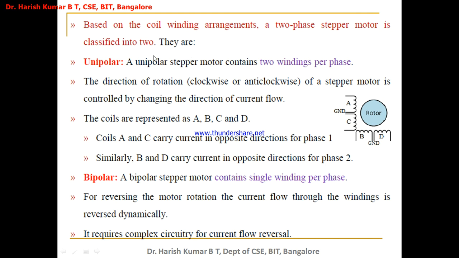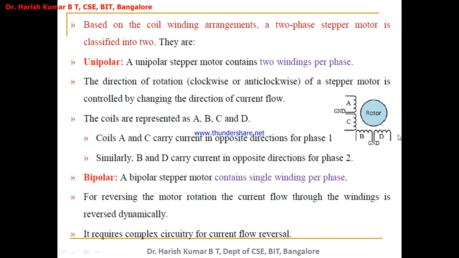Now again, based on the coil winding arrangement, the two-phase stepper motor is classified into unipolar and bipolar. The unipolar stepper motor contains two windings per phase, and you can make the stepper motor rotate either clockwise or anti-clockwise by changing the direction of current flow. When I say unipolar, it has four coils A, B, C, and D. You can see here coil A, B, C, and D. This is the rotor, and this is the stator part.